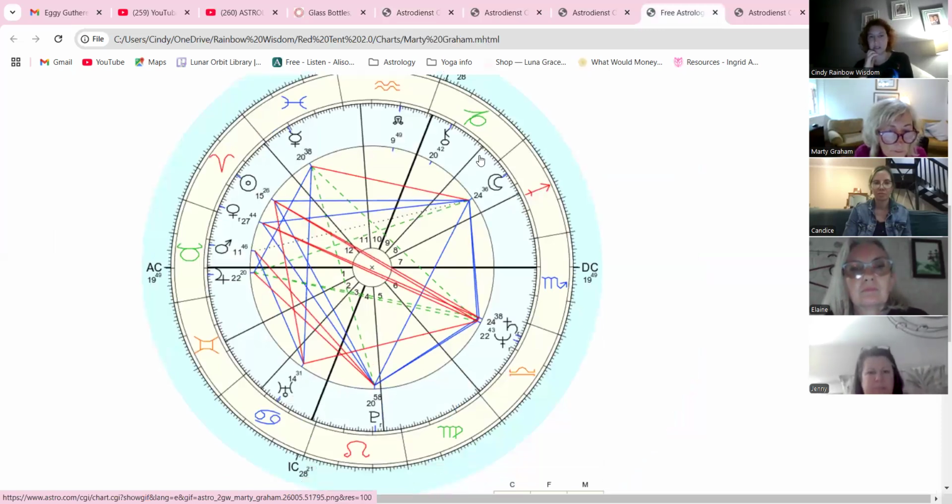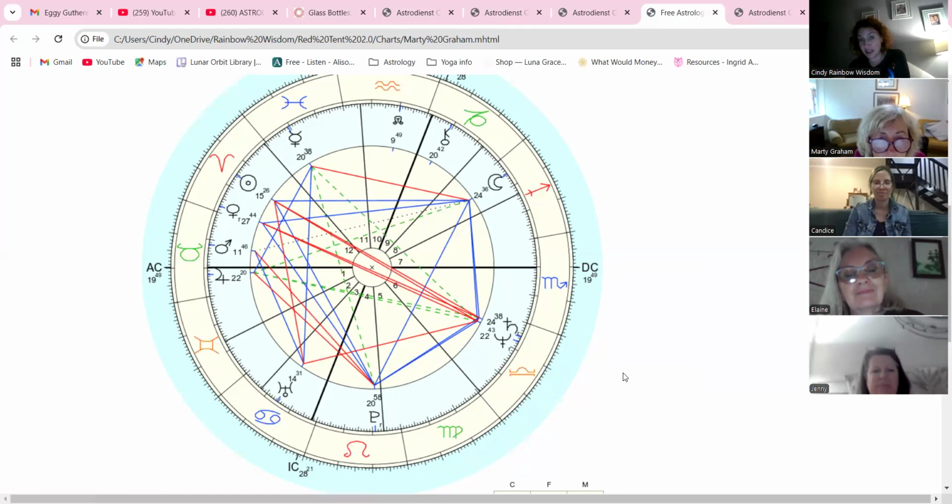Marty's got a very interesting patterny chart. Can you see? She's got lots of fingers of God. She has two, which almost makes a star. Do you see that? Hectic. One finger of God is quite unusual, so two is really unusual.